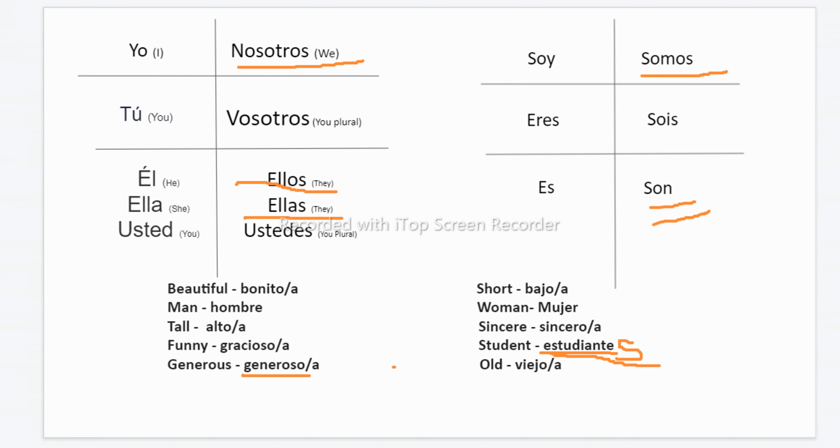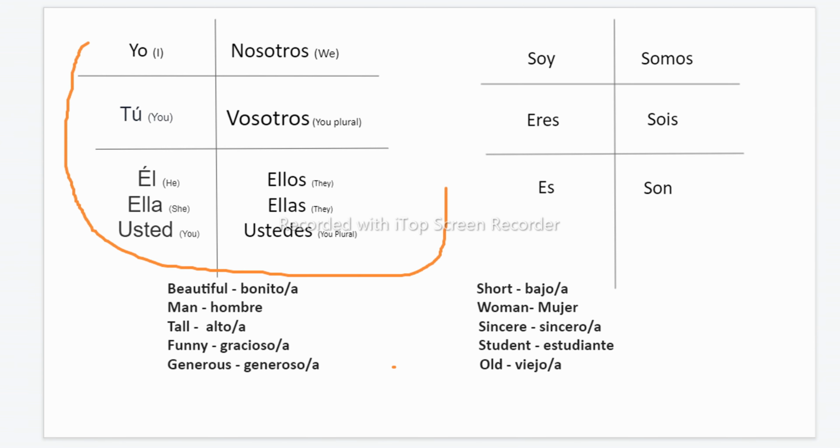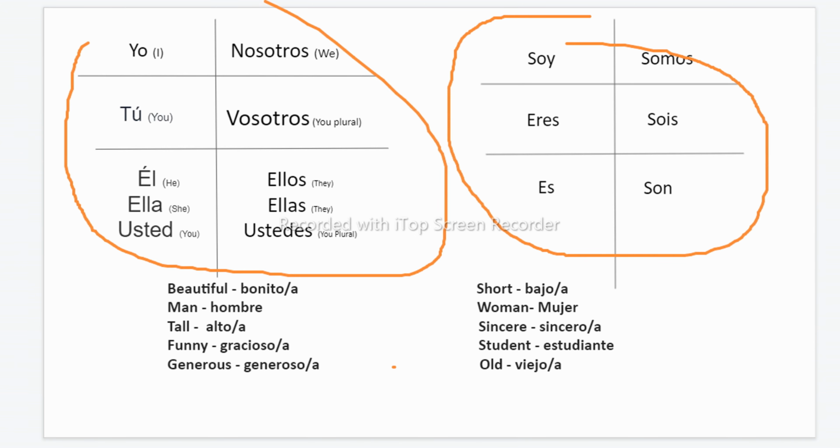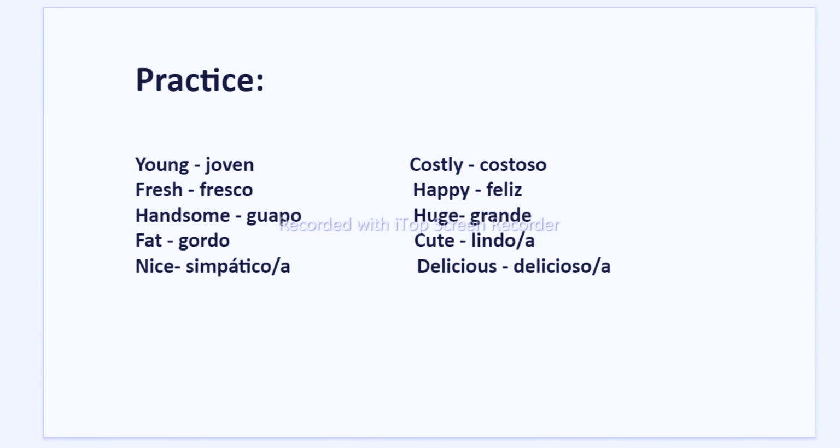Right. So I hope this personal pronoun and this ser verb is clear to you, and you can make some sentences on your own. And these are some words which you can practice at home after watching this video, and you can write me down in the comment box and I'll reply you as soon as possible.